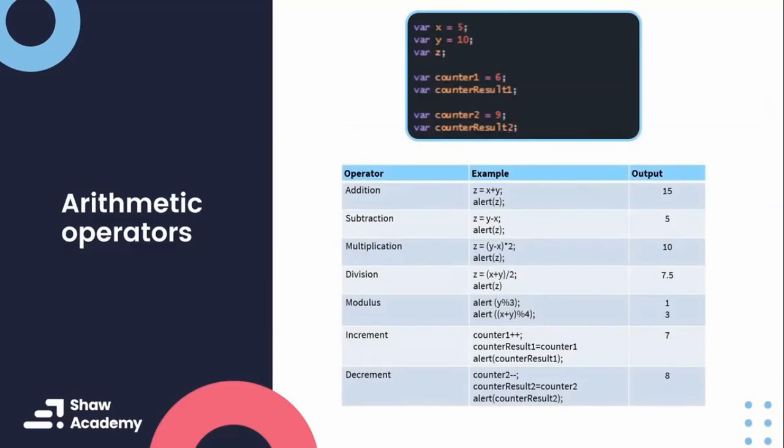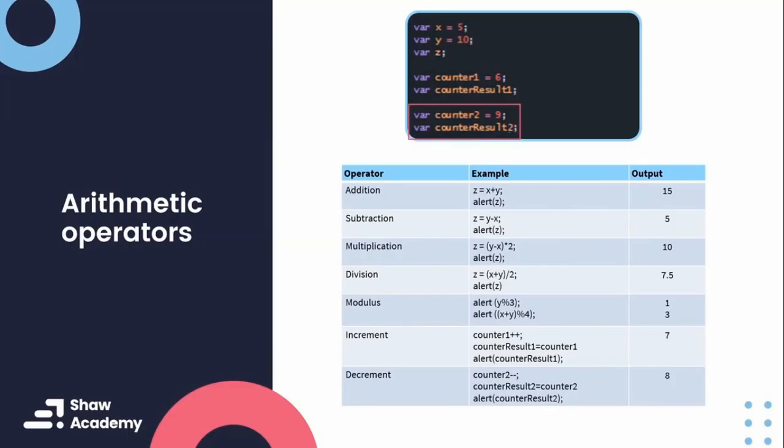Now our top image with our code snippet gives us variables that we've created. So let's assume for this example that we are working with the variables above. First of all, we have variables called x, y, and z, where x equals 5, y equals 10, and z is currently undefined, meaning it does not hold a value. We also have counter1, which equals 6, and counter result 1, which is undefined at the moment. Likewise, we have counter2, which equals 9, and counter result 2, which equals 0 or is undefined at this time.